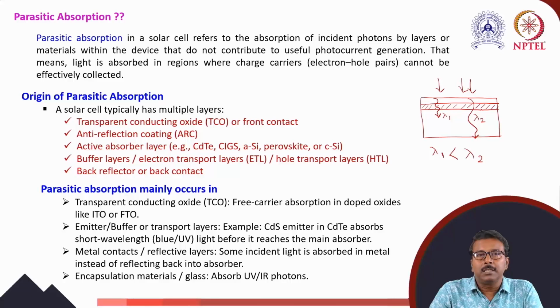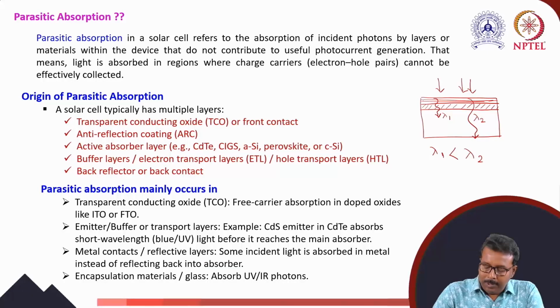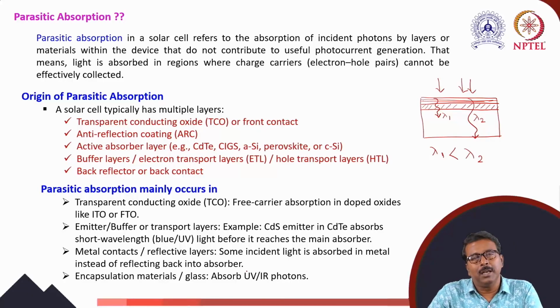So these blue losses are mainly due to the absorption in the emitter layer or some TCO layer, transparent conducting oxide layer. Long wavelengths generally reach the absorber, but short wavelengths cannot reach; they may be absorbed before reaching the absorber. Metal contacts or reflective layers: metal generally acts as a reflector. Metal has a particular value of n and k also. So in metal or reflective layers, some incident light is absorbed in the metal instead of reflecting back into the absorber, and that also may be a loss.